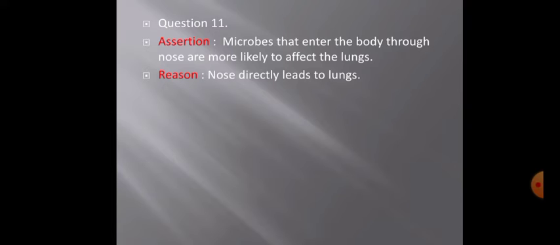Coming to the reason part, it says the nose directly leads to the lungs. So yes, as we have seen in the respiratory system, the nose is the organ which is directly connected with our lung system, right? So yes, it directly leads to the lungs. So the reason is also correct, and the statement of reason is the correct explanation of the assertion. So the answer could be A, where both assertion and reason are correct, and the reason is the correct explanation of assertion.